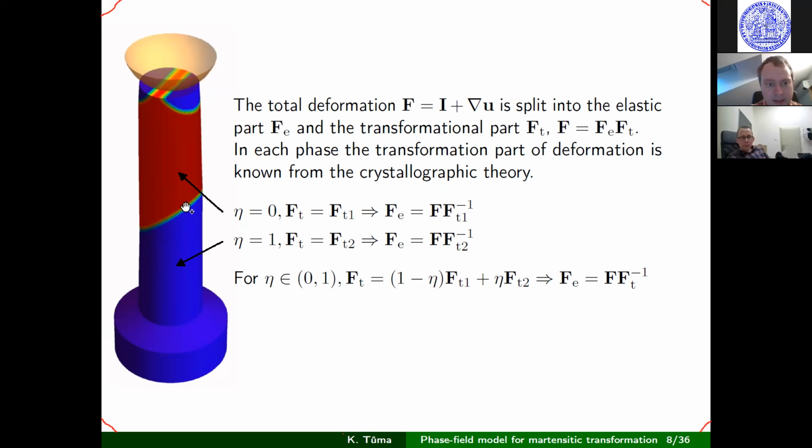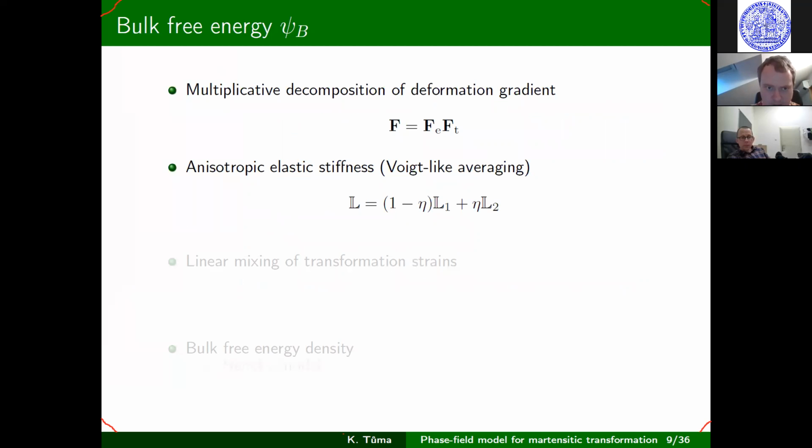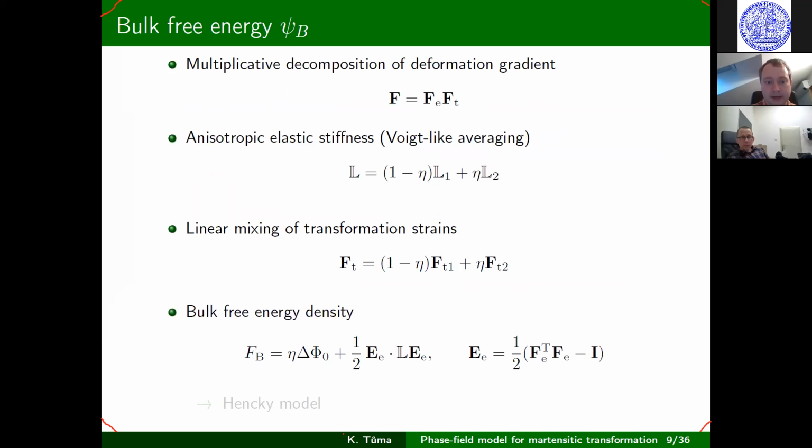When in the interface, when eta is not exactly equal to zero or one, we have to mix them somehow. In most of the simulations, we used a different mixing, which turned out to be very complicated, and it did not provide very good results. So finally, we decided to use such linear mixing. So we mix transformation strains in a linear way, and then we compute the elastic part of the deformation gradient. The material is anisotropic, for copper, aluminum, nickel, for austenite and all variants of martensite, but it is enough to compute it for one and then rotate it. The anisotropic elastic stiffness matrices are known. So we again have to do something in the interface, and we are mixing them linearly.